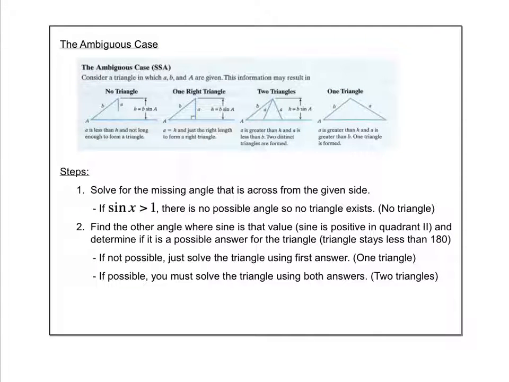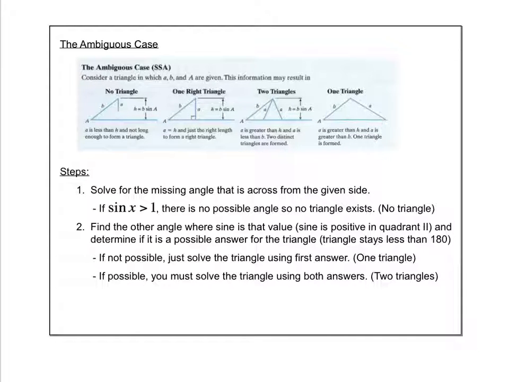So this first page of the notes pretty much goes through what the demo just showed you, is there can be no triangle, there can be 1 triangle, 1 right triangle, or 1 regular triangle, or there can be 2 triangles. And then this just kind of gives you the steps to solving these.